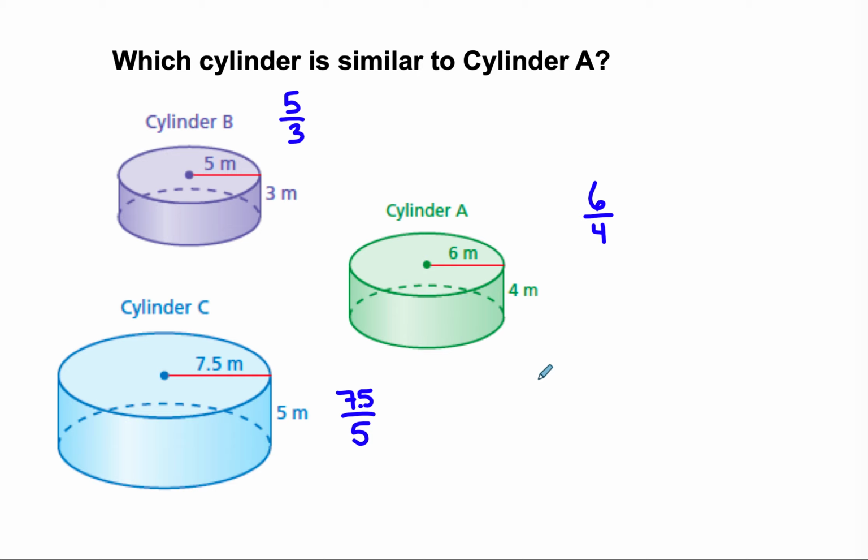When we looked at proportional ratios, there were lots of different ways to compare them. You can set them up and do cross products. You can look at simplified fractions. You can change them into decimals. I think I'm going to do decimals on this one, but you could do any way you want. We need to see which two have the ratio of the sides be the same thing. 5 divided by 3, and you can use a calculator if you'd like to, gives me 1.6 repeating. If I do 6 divided by 4, I get 1.5. And when I do 7.5 divided by 5, I also get 1.5. So which cylinder is similar to cylinder A? Well, that's cylinder C, because 7.5/5 as a ratio means the same thing as 6/4.